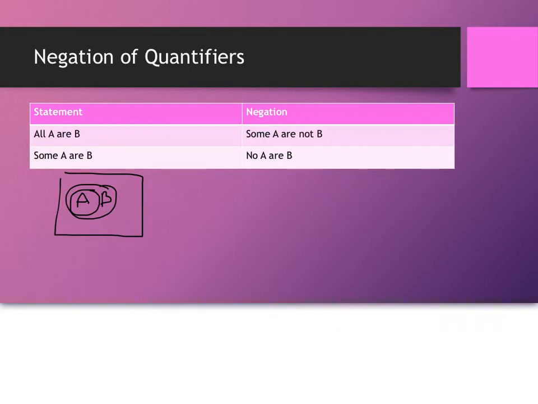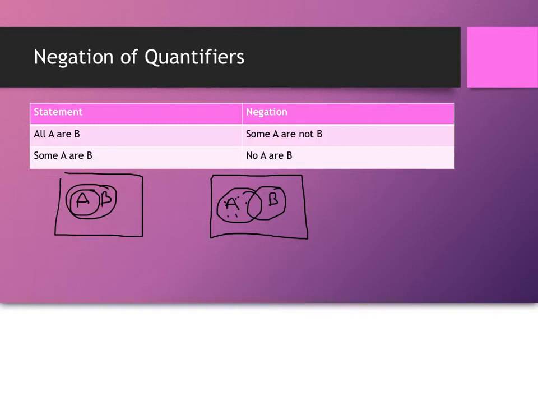So notice that the negation of the statement is not saying that no math teachers are female. The negation is saying I can find at least one that's not. So in other words, the negation is saying I can find something in A that's outside of B. In other words, some A are not B. There are things in A that are not in B.